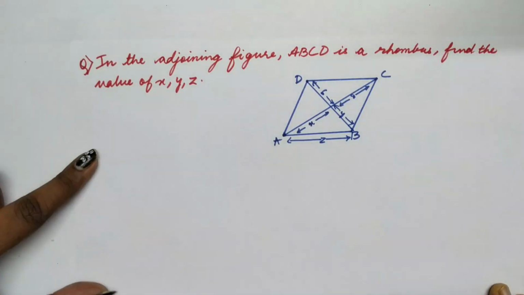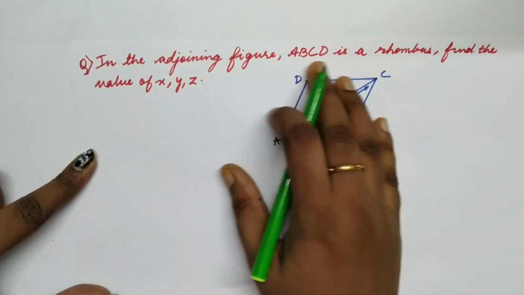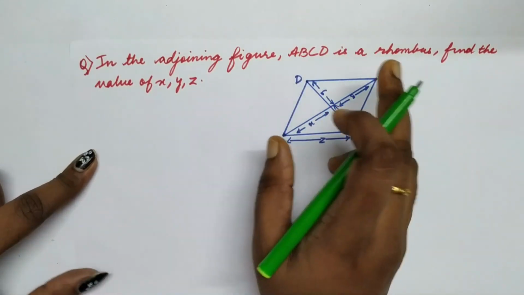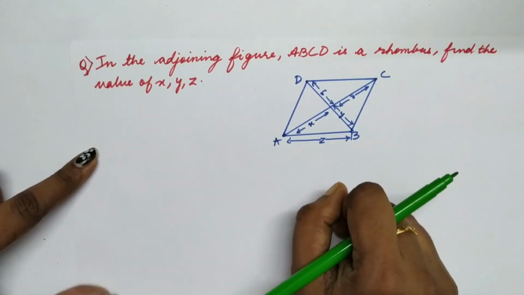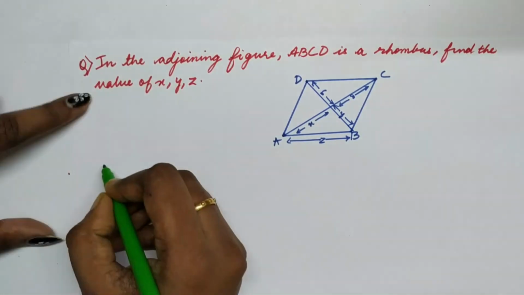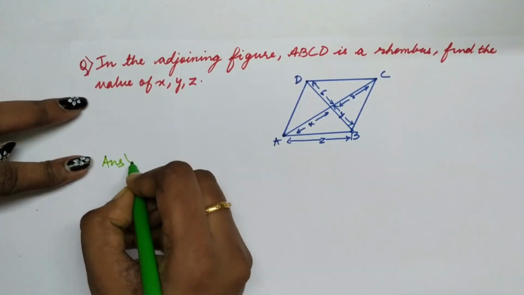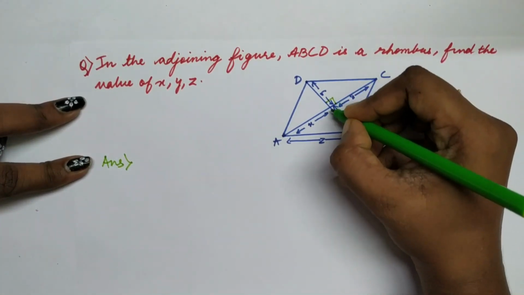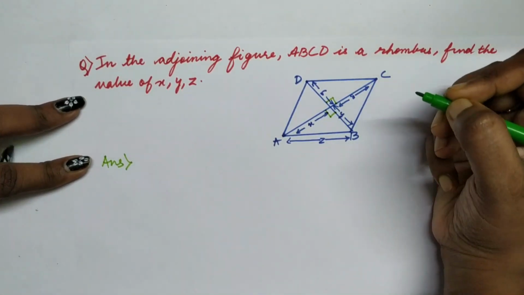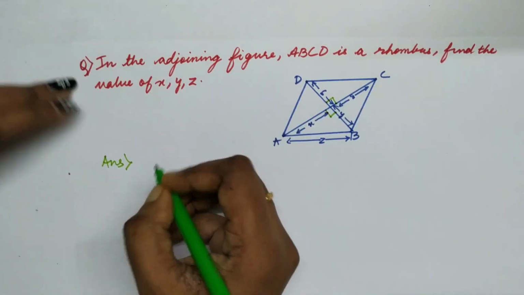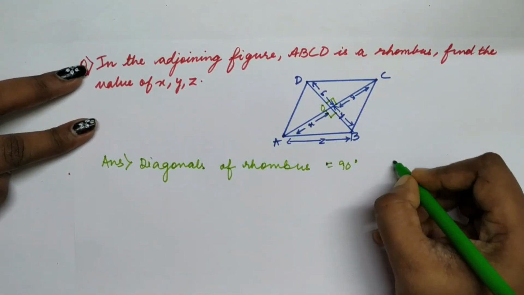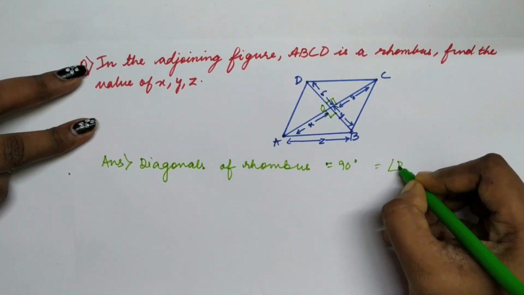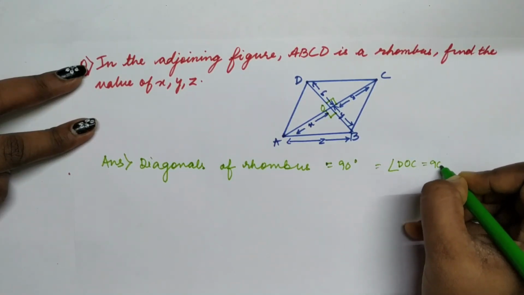In the given question, you can see that in the adjoining figure ABCD is a rhombus. You have to find the value of X, Y and Z. So according to the properties of a rhombus, we know that the diagonals of a rhombus bisect at 90 degree. So if I call this O, then angle DOC is equal to 90 degree.